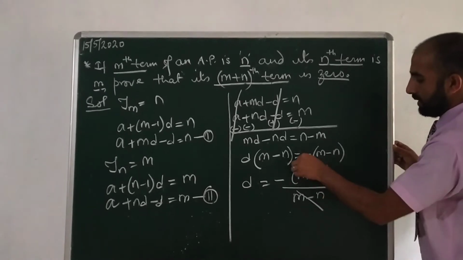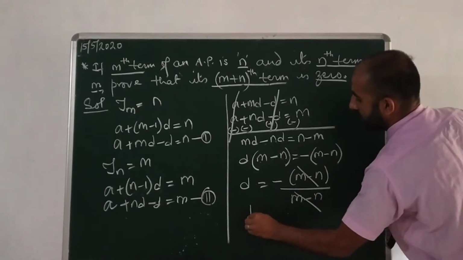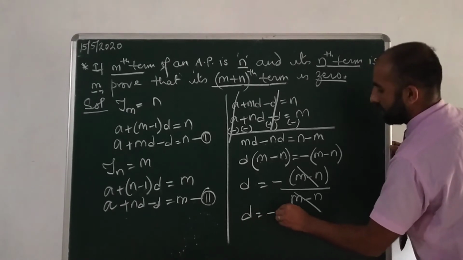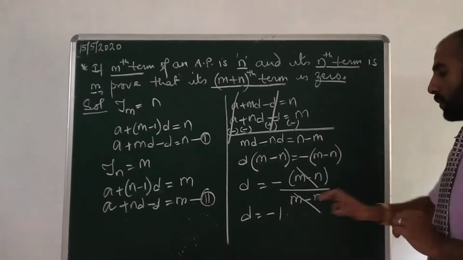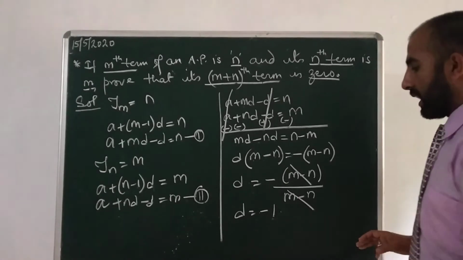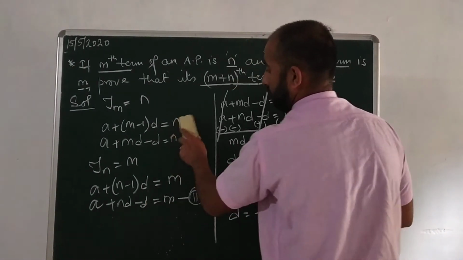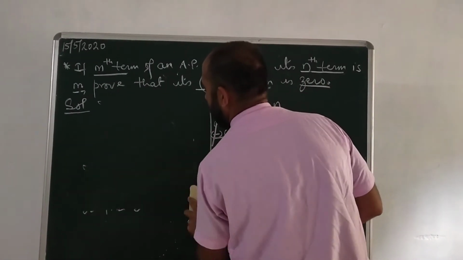So m minus n cancel. So d is equal to minus 1. Okay, so we got the value of d. Now let's find out the value of a.